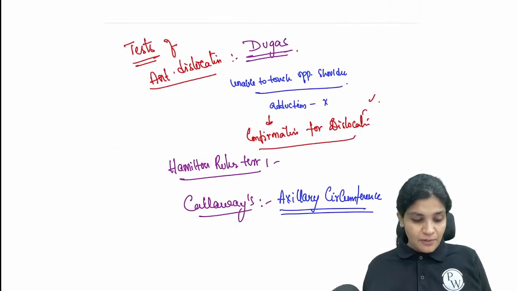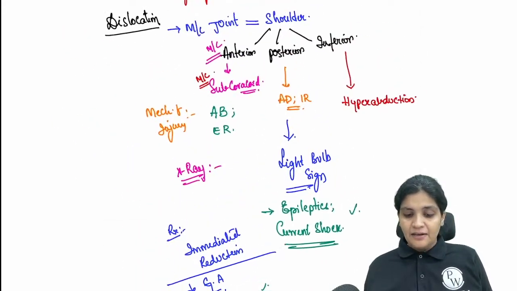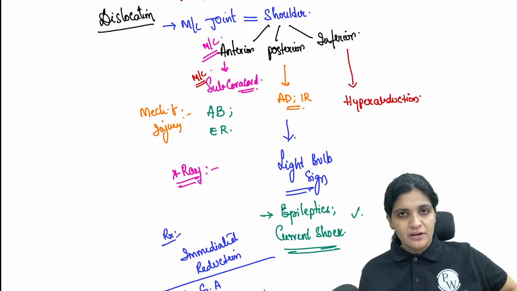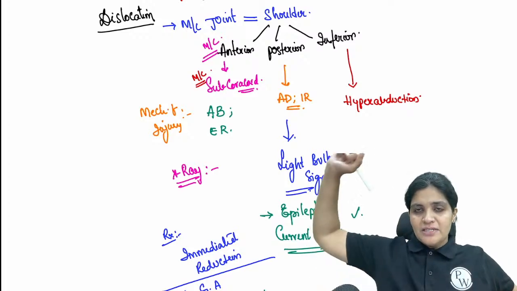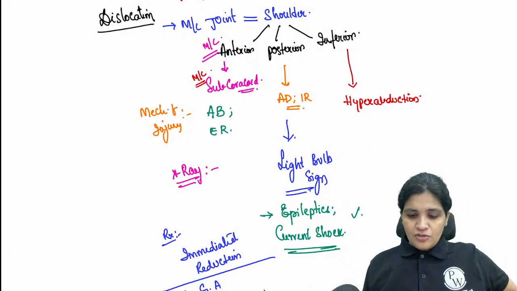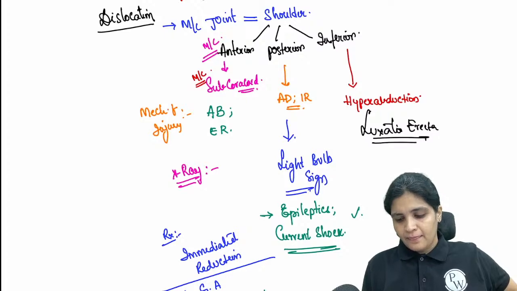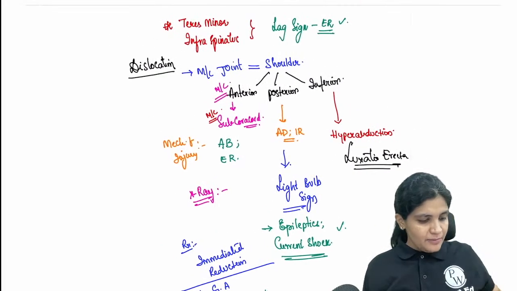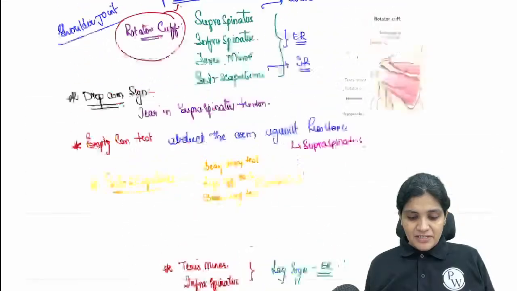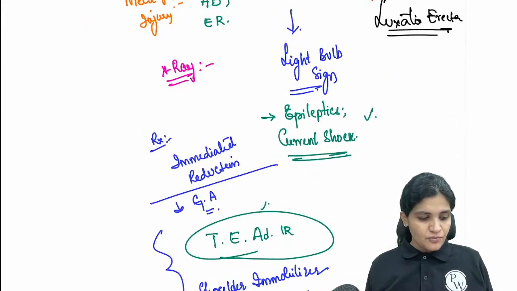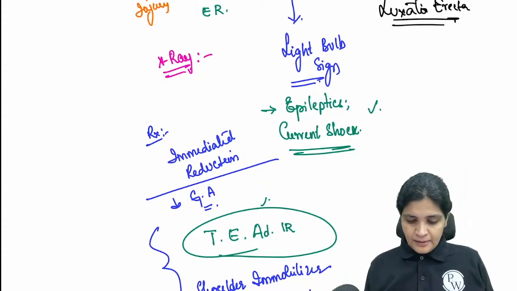So these are the tests which you have to remember for anterior dislocation, and this is the theory which they can ask you on the X-ray. They will put the X-ray and they can ask you, is this a sign for anterior or posterior dislocation, right? Inferior is very easy. You can see that the patient will be in hyperabduction, right? So that is your inferior dislocation, which is also called luxatio erecta. And we have discussed the rotator cuff dislocation. These are usually the points which they ask you in case of your shoulder joint, right?